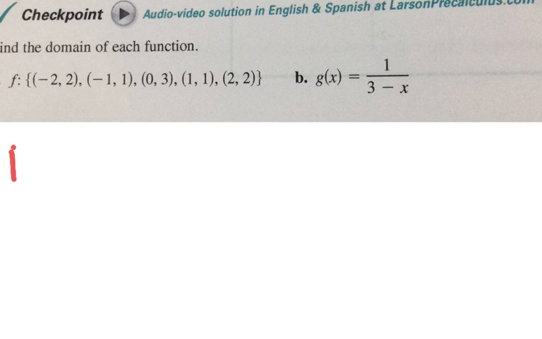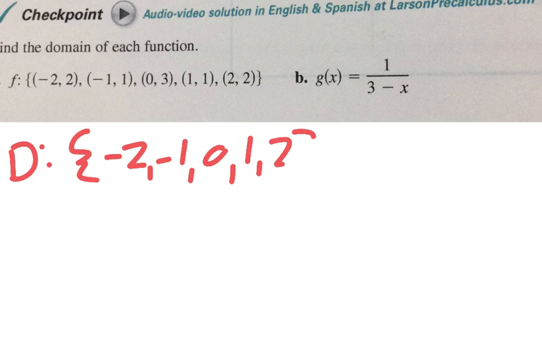For A part, what is the domain? Absolutely. Any questions on A part? When you have a list of ordered pairs, just pick all the x's and put them in order from least to greatest.